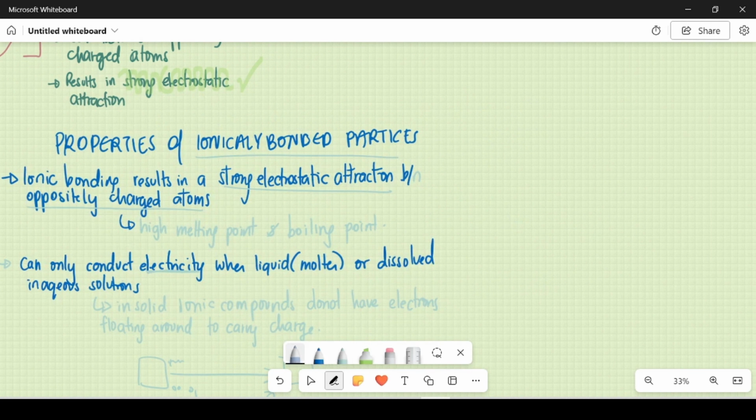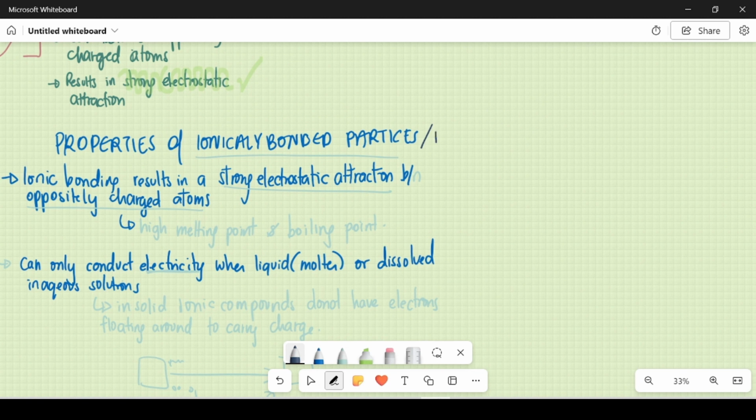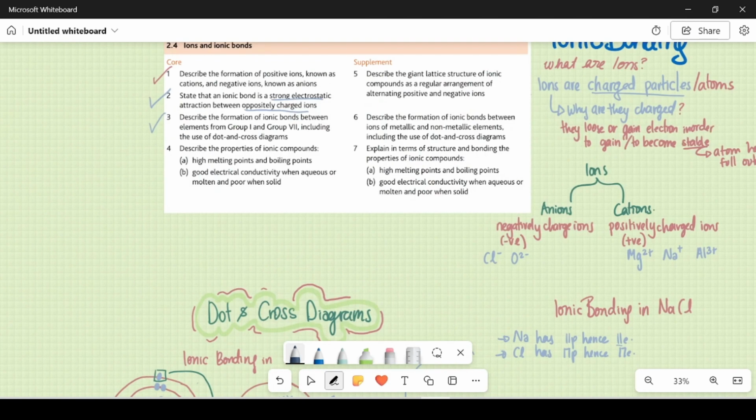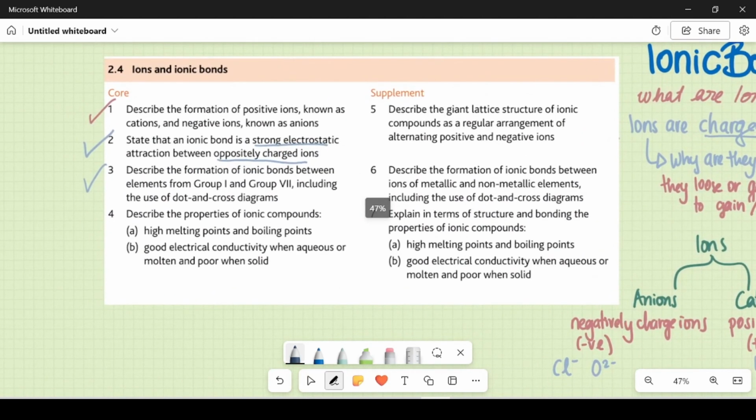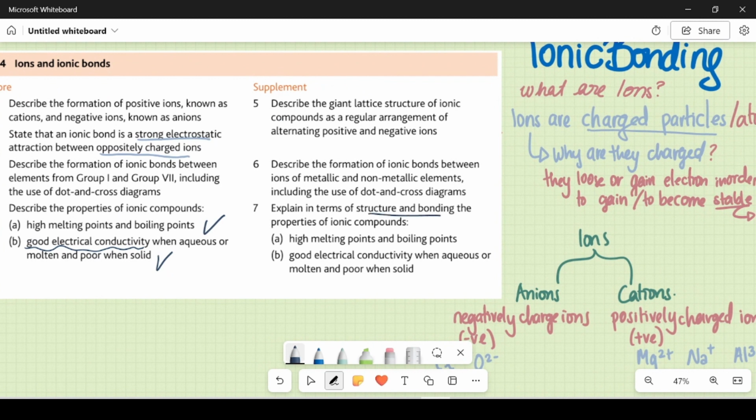Or ionic compounds, let me use that one, that's such a pretty color. Also known as ionic compounds. I'm gonna go through this so quickly. All right. So we have discussed these two properties: high melting points and good electrical conductivity when aqueous or molten, and they are not good when they are solid. We talked about explaining the structure and bonding in ionic compounds and how you can explain the properties of ionic compounds. Okay, we've done that.